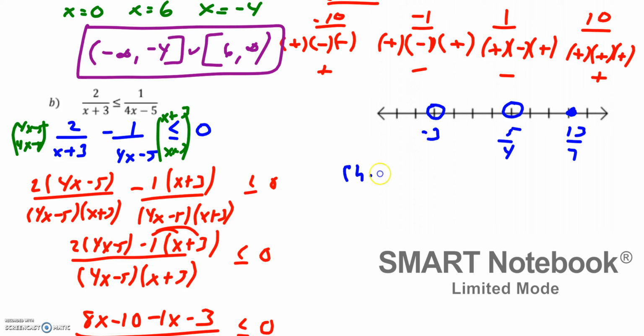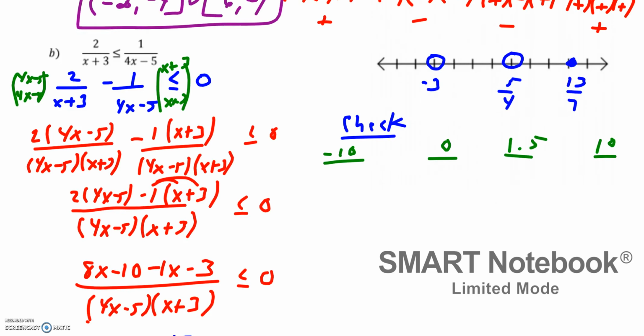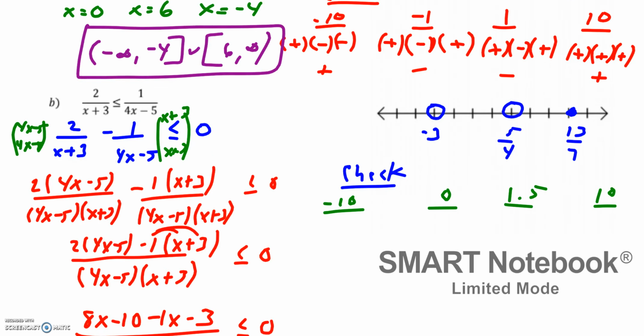So now what I need to do is check my intervals. Let me look and see what I have here. In the first interval, I'm going to pick negative 10. I just like negative 10 because it's farther away. In this interval, I'm going to pick 0. For this one, between 5/4, which is about 1.25, and 13/7, the number 1.5 is between this and this. Feel free to check that if you'd like. And then for something bigger than 13/7, I'm going to pick 10. I'm going to plug all of these into my most reduced version, which I'm going to rewrite up here because it's all the way down on my screen.